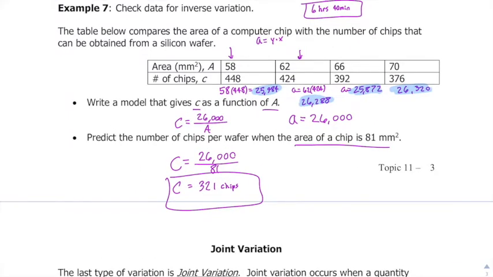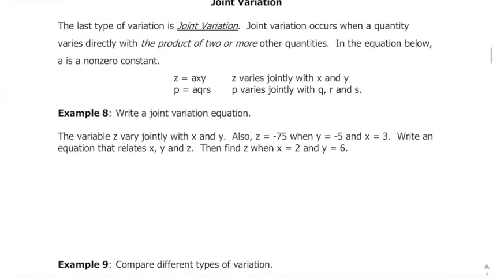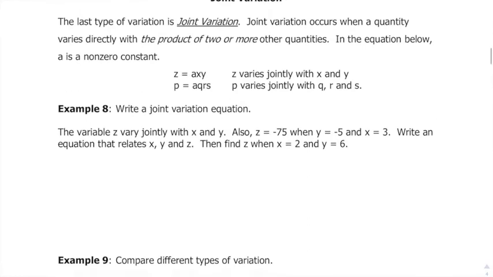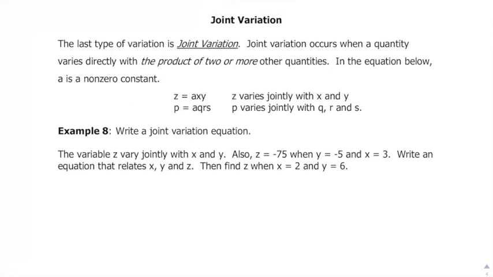So that's a real world example where it's not perfectly the same A value every time, but it's pretty dang close. So we're going to roll with that inverse variation relationship. All right, let's look at joint variation. This is actually the combination of the two. The last type of variation is joint variation. Joint variation occurs when a quantity varies directly with the product of two or more quantities. Here's a couple of examples.